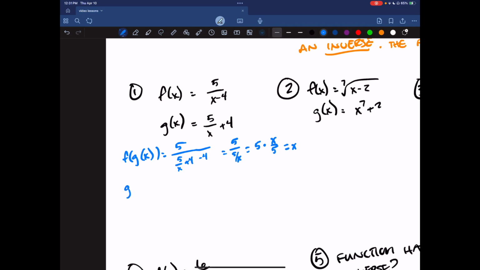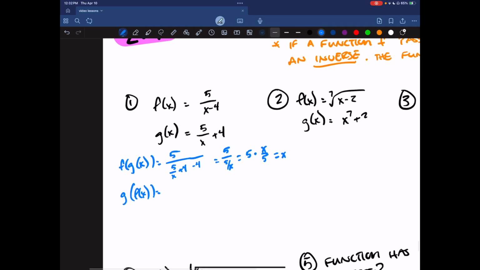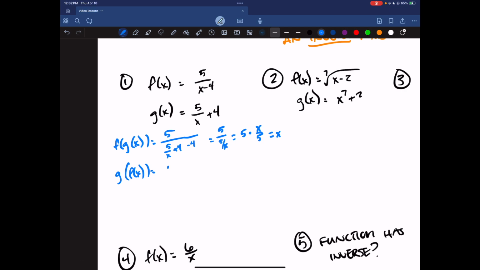All right, let's go in the other direction. g of f of x. All right, so I'm going to say 5 over x minus 4, plus 4. Okay, so I'm going to have to do that multiplication first. So it's going to be 5 over 5 times x minus 4 over 5 plus 4. Right? That's going to cancel, leaving me with x minus 4 plus 4, which is just x.